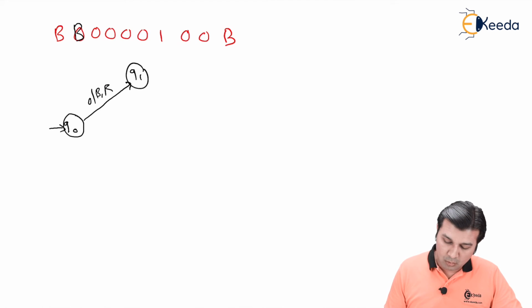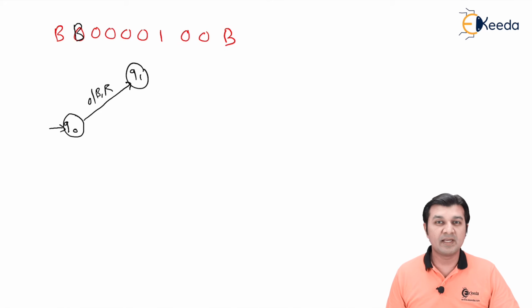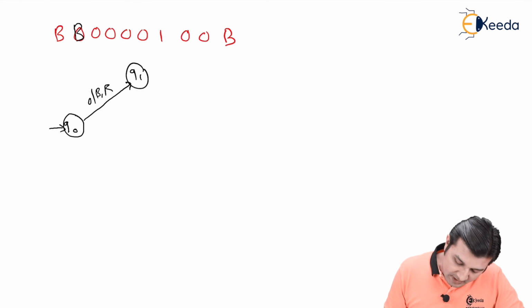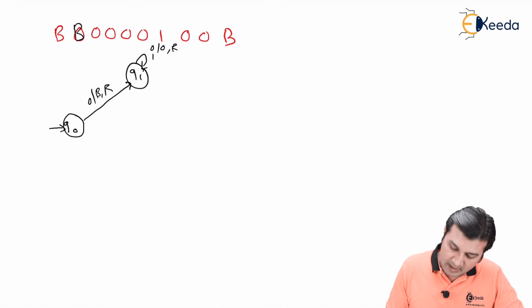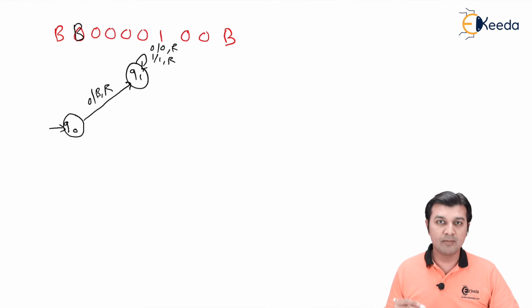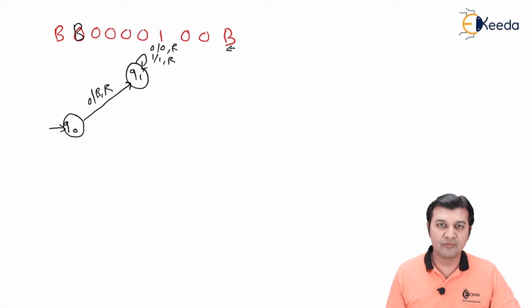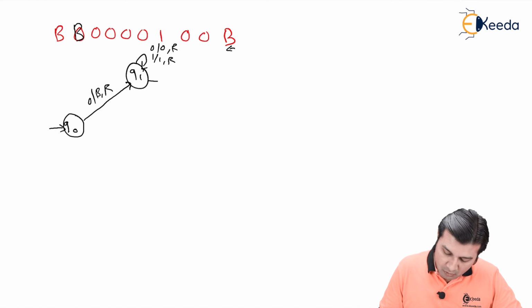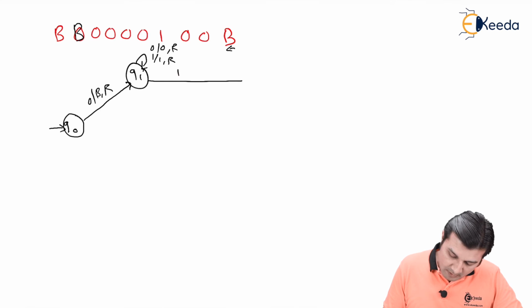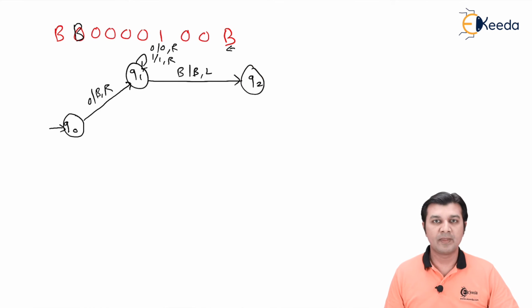Now in state Q1, we are going to bypass everything till we get a blank. So for bypassing everything, I'll be getting either a 0 over here or a 1 over here. So I'll be keeping 0 as 0 and moving to the right. I'll be keeping 1 as 1 and move to the right till we get a blank. And the moment you get a blank, you keep the blank as blank and move to the left. Therefore, in Q1 state, if you get a blank, you keep the blank as blank and move to the left and go to the state Q2, right?